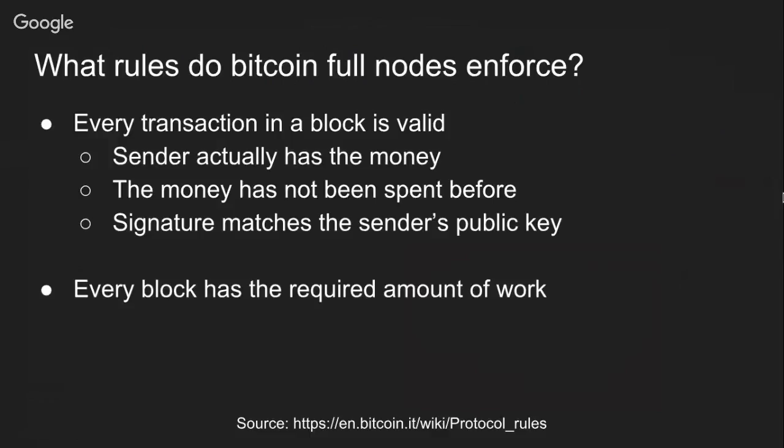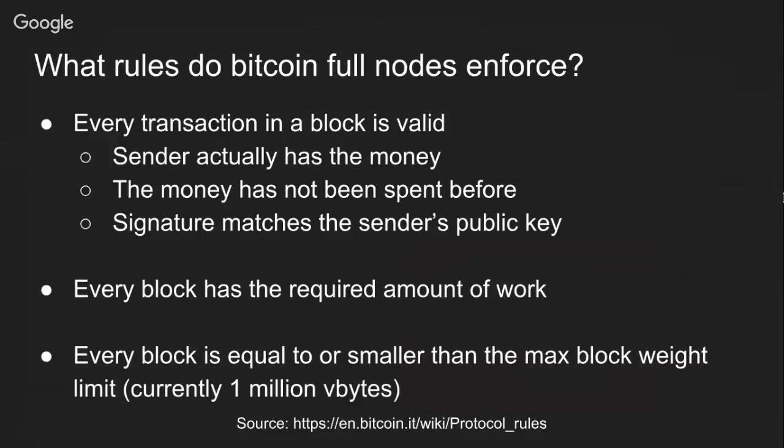And another example of a rule would be that every block has the required amount of work. This basically keeps the miners honest, so that the miners aren't able to produce arbitrary unlimited amounts of blocks without doing the appropriate amount of work. And every block is equal to or smaller than the max block weight limit or the max block size, which is currently 1 million virtual bytes. Bitcoin used to measure block size in terms of bytes, and now it's measured in weight units or virtual bytes.